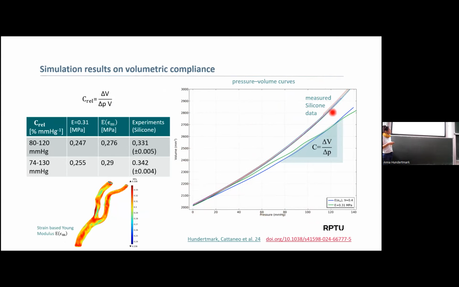And you see here some measured values from the silicon material, and you can see the numerical evaluation. Two curves. The blue curve is obtained with our strain-dependent Young model, so with nonlinear material, and the green one with a purely linear elastic model with some average Young moduli. Okay, and what you can observe, it is not perfect, but very good.